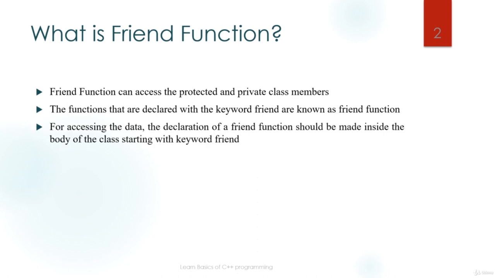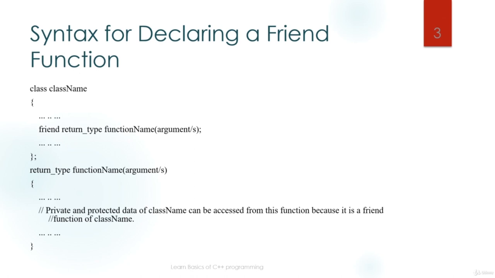For accessing the data, the declaration of the friend function should be made inside the body of the class starting with the keyword friend. Let us see the syntax. Let us understand the syntax of declaring the friend function. Here, we have created the class with the class name. Within this, we need to declare the friend function. For that, the syntax is like this.